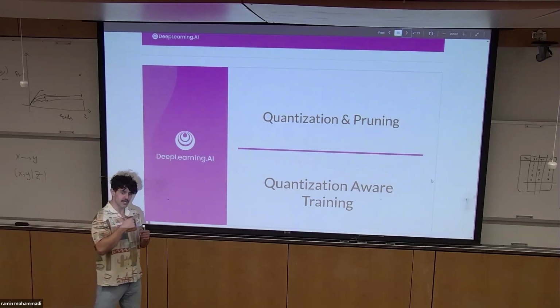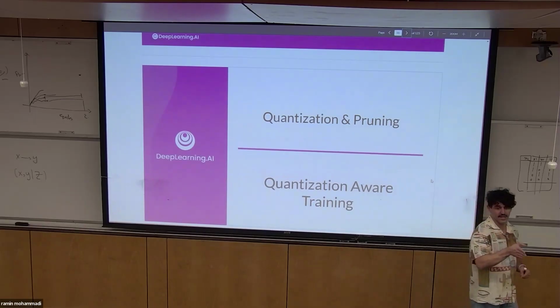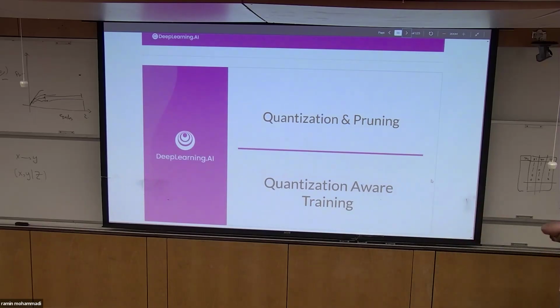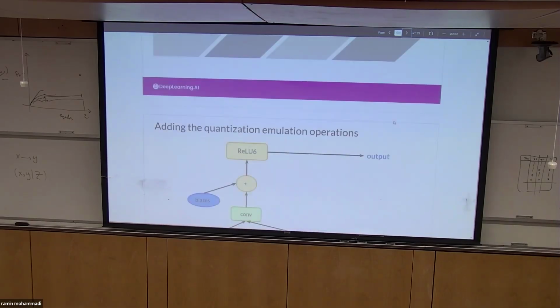So the model learns that during the forward pass, every time I want to make a prediction, my weights are clipped, right? So you use that knowledge in order to train the model. That becomes quantized-aware training.